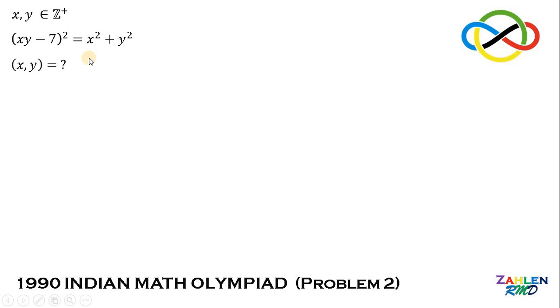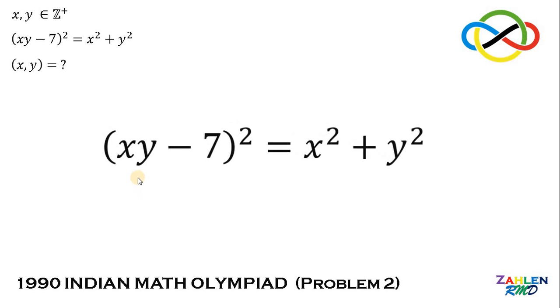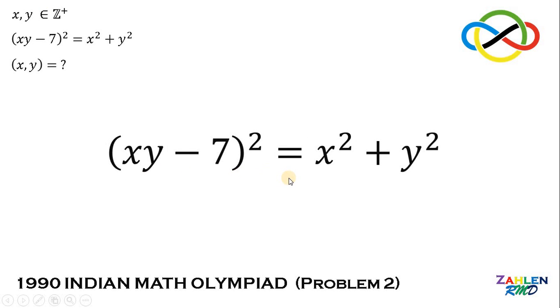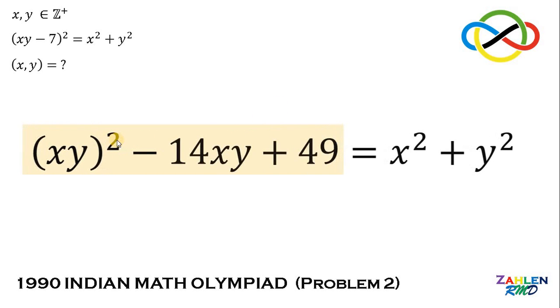Now, let's take first the given equation. We have (xy − 7)² = x² + y². Now, let's focus on the expression on the left-hand side of our equation. Let's expand (xy − 7)². If we do that, we get (xy)² − 14xy + 49.